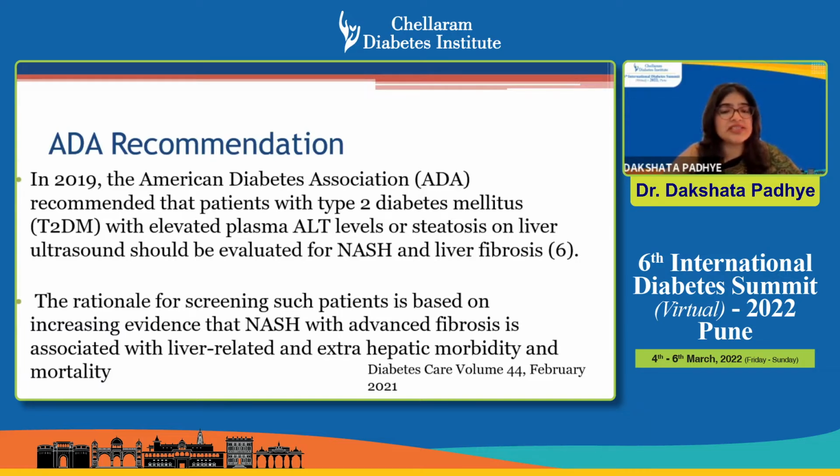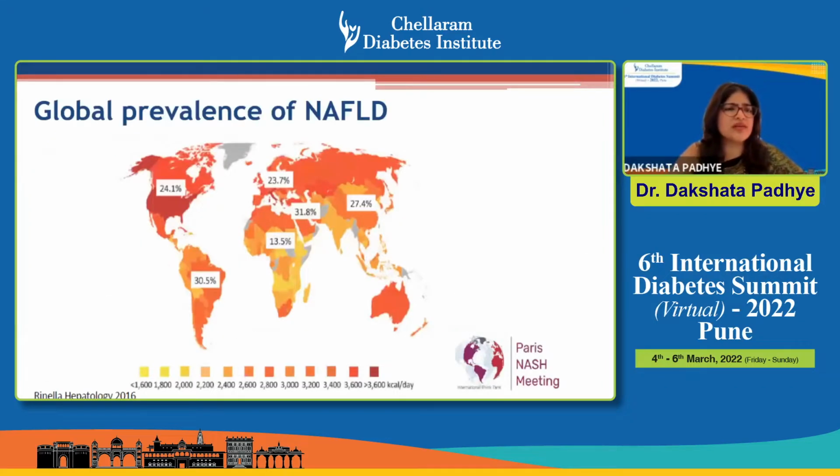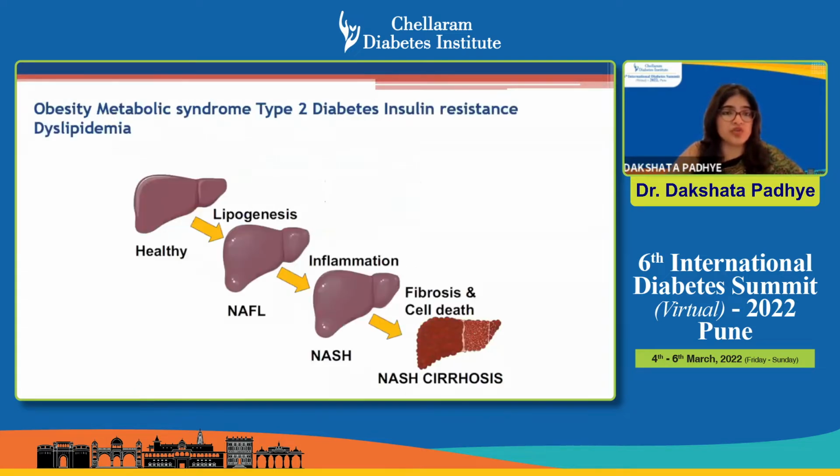The rationale for screening such patients, we know, is based on increasing evidence that NASH with advanced fibrosis is associated with liver-related and extrahepatic morbidity and mortality, like cardiac manifestations and liver cell carcinoma. Now let's look at the numbers. Unless we read the numbers, we don't know how much is the problem. So this is the global prevalence of NAFLD. If we look at the Asian area closely, Asia has a prevalence of NAFLD around 27 to as high as 30%. So the burden is really huge.